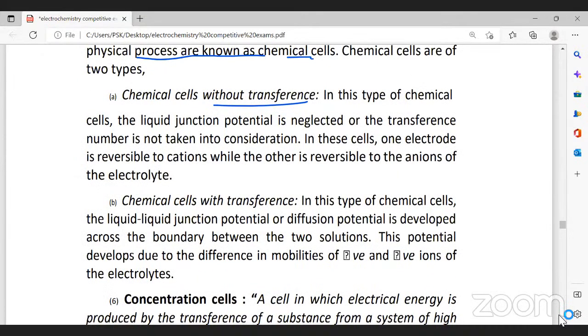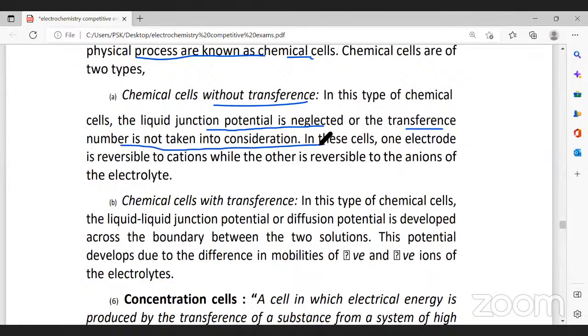Chemical cell without transference. In this type of chemical cell, the liquid junction potential is neglected. A transference number is not taken into consideration. In this cell, one electrode is reversible to the cation, while the other is reversible to the anion. A very important point: in a cell without transference, the liquid junction potential is neglected, or the transference number is not taken into consideration.